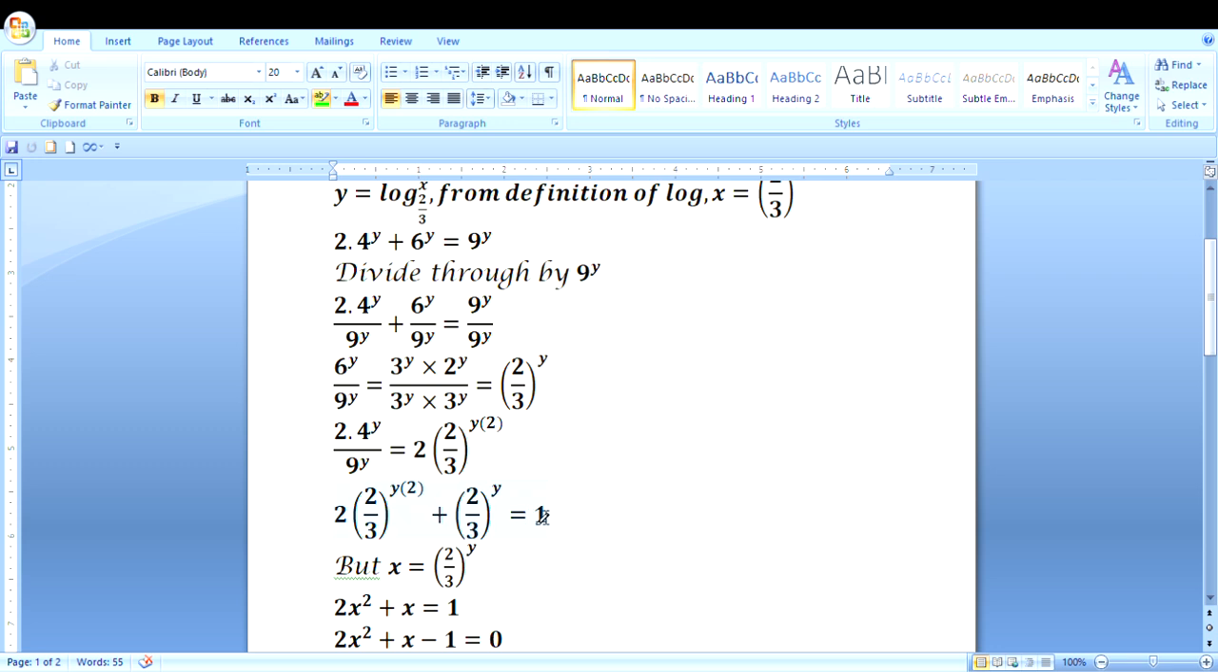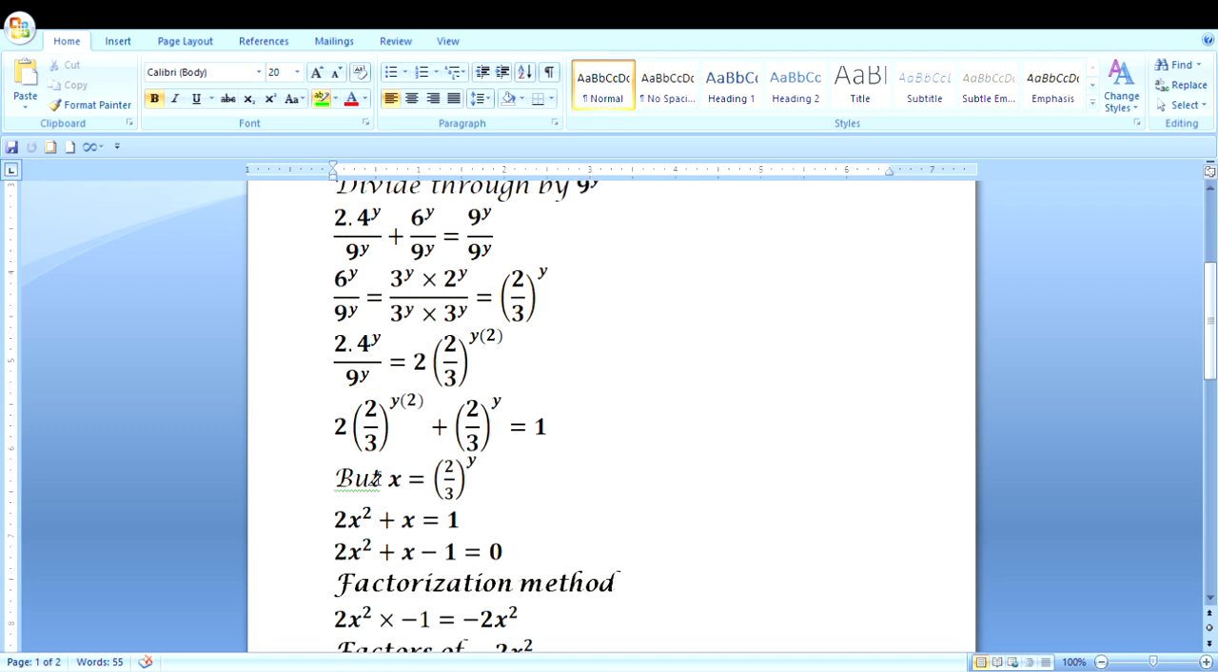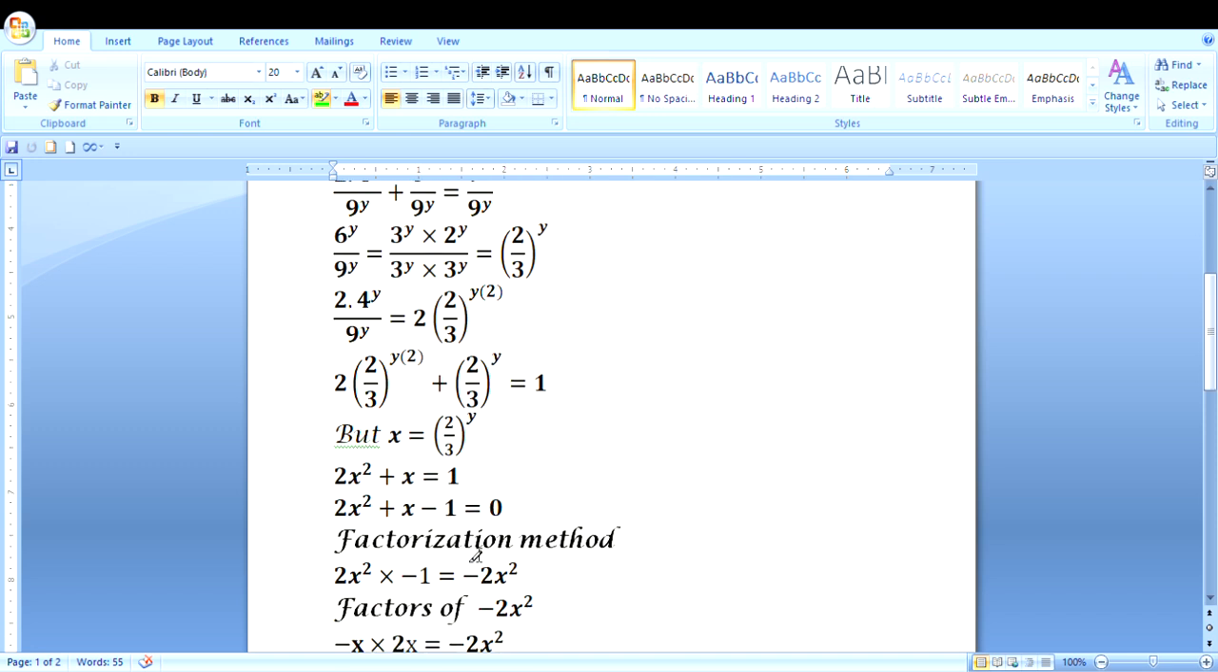It is equal to 1 on the right hand side. So here, since we already know that x is equal to 2 over 3 raised to power y, if we substitute it here, this becomes 2x squared plus x is equal to 1. So here we'll be able to reduce our expression to a more simplified form. This is a typical quadratic equation. All we need to do is to find an appropriate method of resolving this.